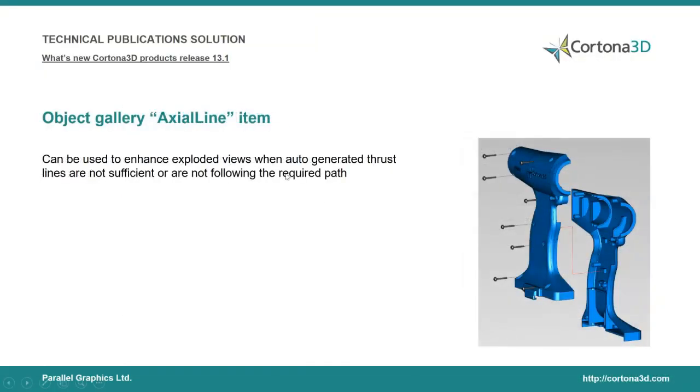We also added a separate axial line item, which can be used to create exploded view thrust lines independently from Explosion Wizard. Sometimes thrust lines that are created by Explosion Wizard are not sufficient, or they're not following the required path. With this object, you can actually manipulate and control. You can have full control over your thrust lines.